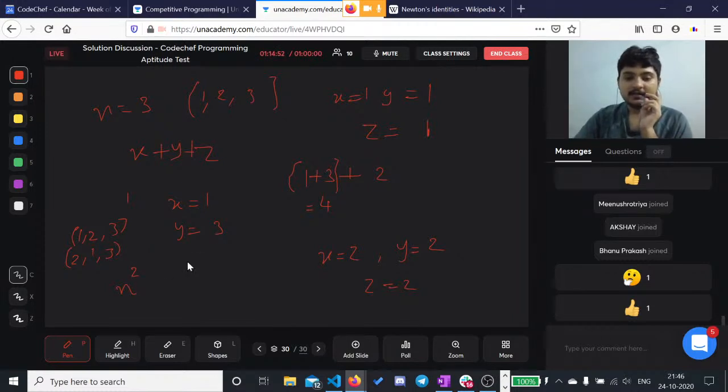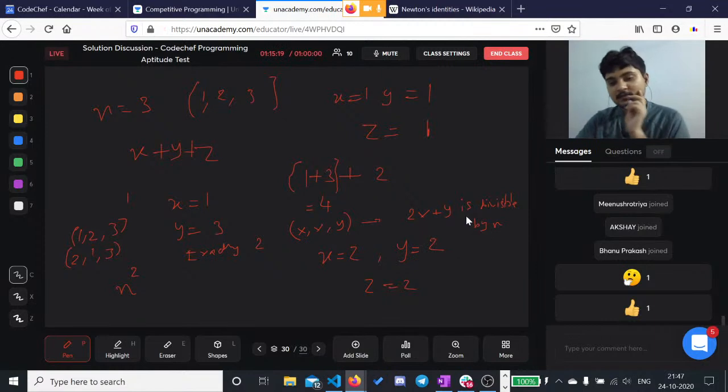Okay, now let's say that exactly two of them are equal. If exactly two of them are equal, then it will be something like x x y. Then that would mean 2x plus y is divisible by n. So these pairs x comma y, such that 2x plus y is divisible by n, will be counted in these n squared triplets, which I want to remove, which I'll subtract.